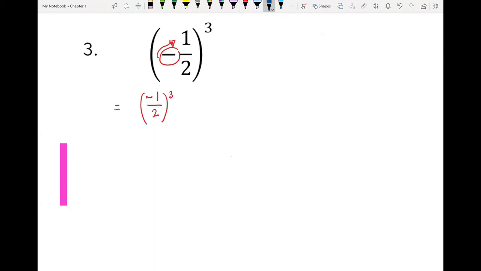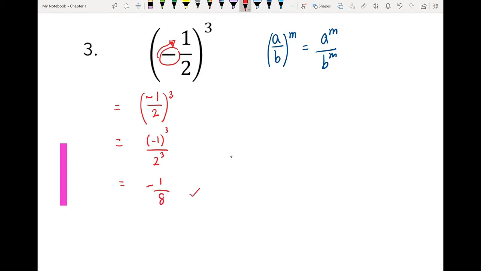This is in the form of the rule of indices, a over b everything power m, which equals a^m over b^m. So now I will get negative 1 everything power 3 divided by 2 power 3. Pressing a calculator, negative 1 everything power 3 will be negative 1. 2 power 3 is equal to 8, so the final answer is negative 1 over 8.